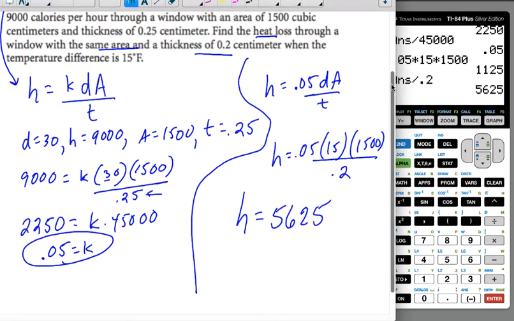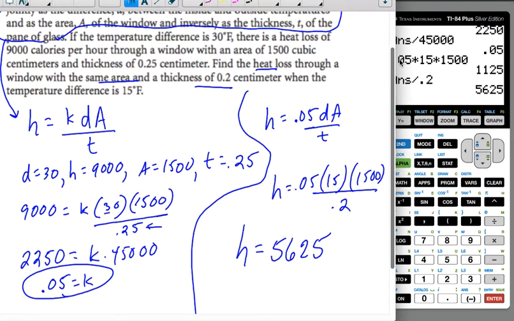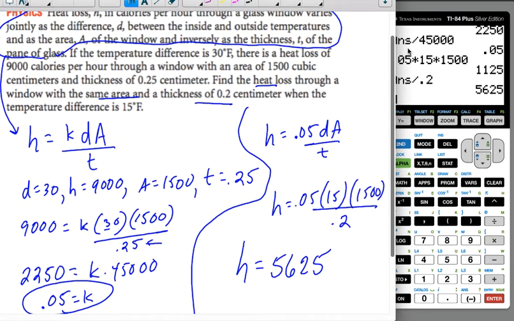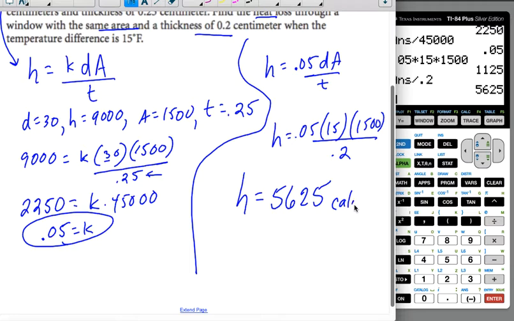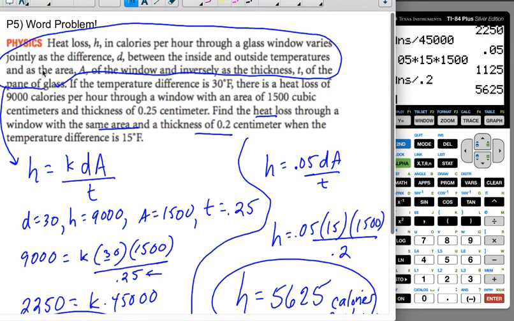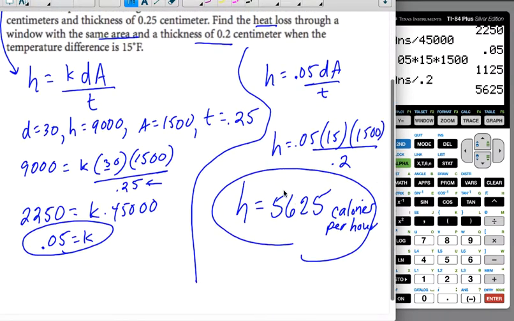We get that the heat loss is 5,625, and because this is a problem with units, I need to make sure I have units, just like I did in the last one with feet. The heat loss should be measured in calories per hour. And that's it, right? The thing to notice is that when you're given a variation problem, it's hard to miss that it's variation, because they're going to talk about varying jointly or varying inversely. The bulk of it is figuring out what that constant K is and then finding any values you're asked to find. So that's 8.1.